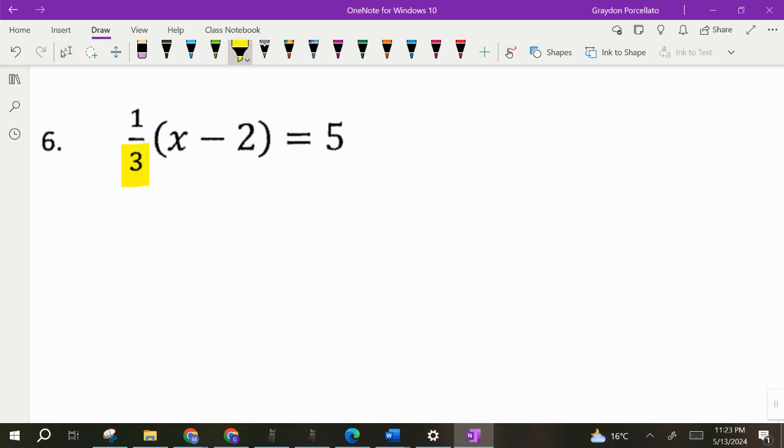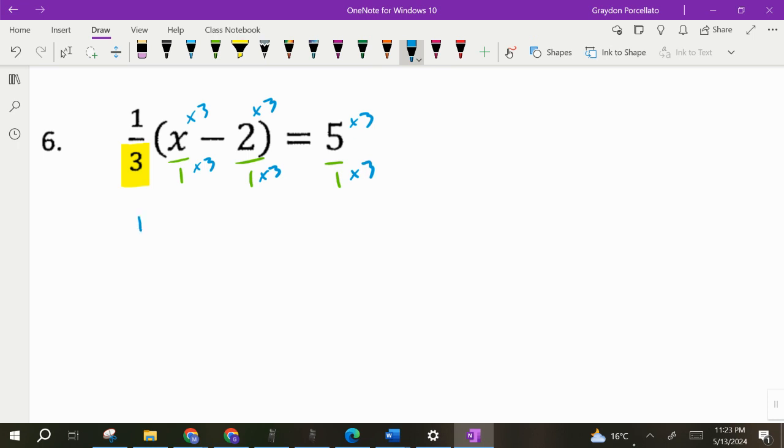Okay, so number 6, actually this one's not as bad as that last one. Notice that it's over 3. Nothing else is over 3. So we want to make that's over 1, that's over 1, that's over 1. We want to make all of these over 3. So times 3, times 3, times 3, times 3, times 3, times 3.